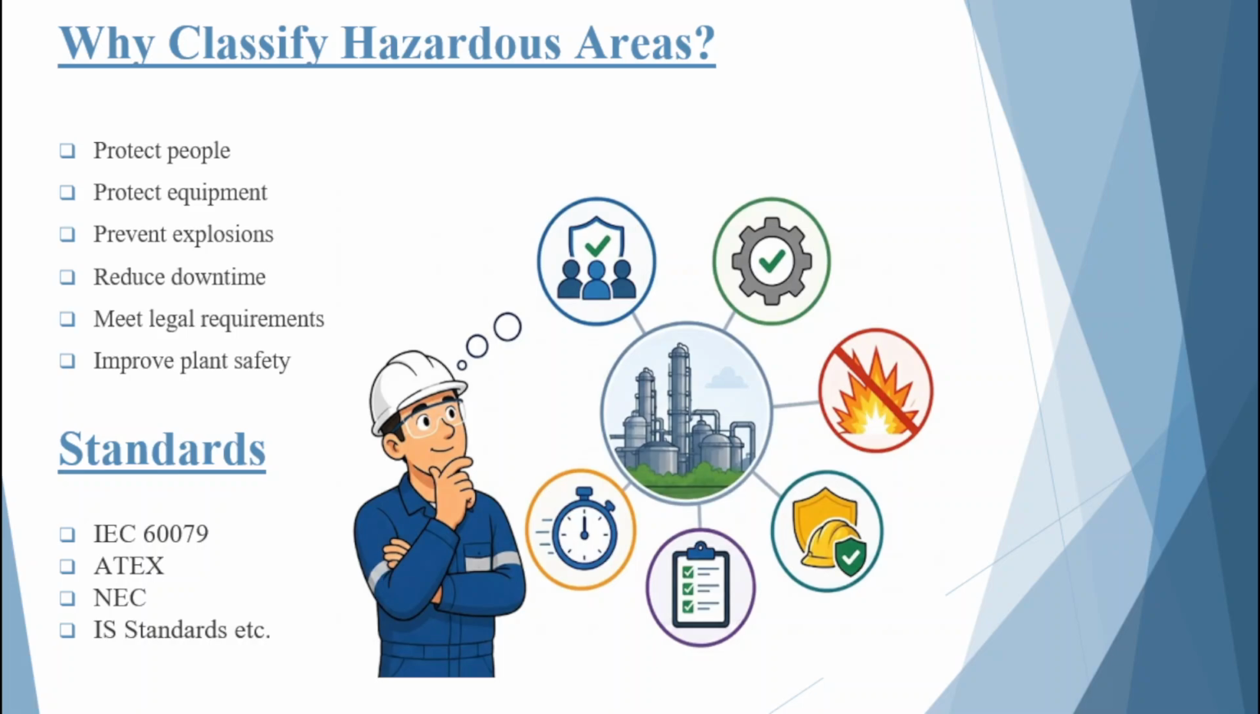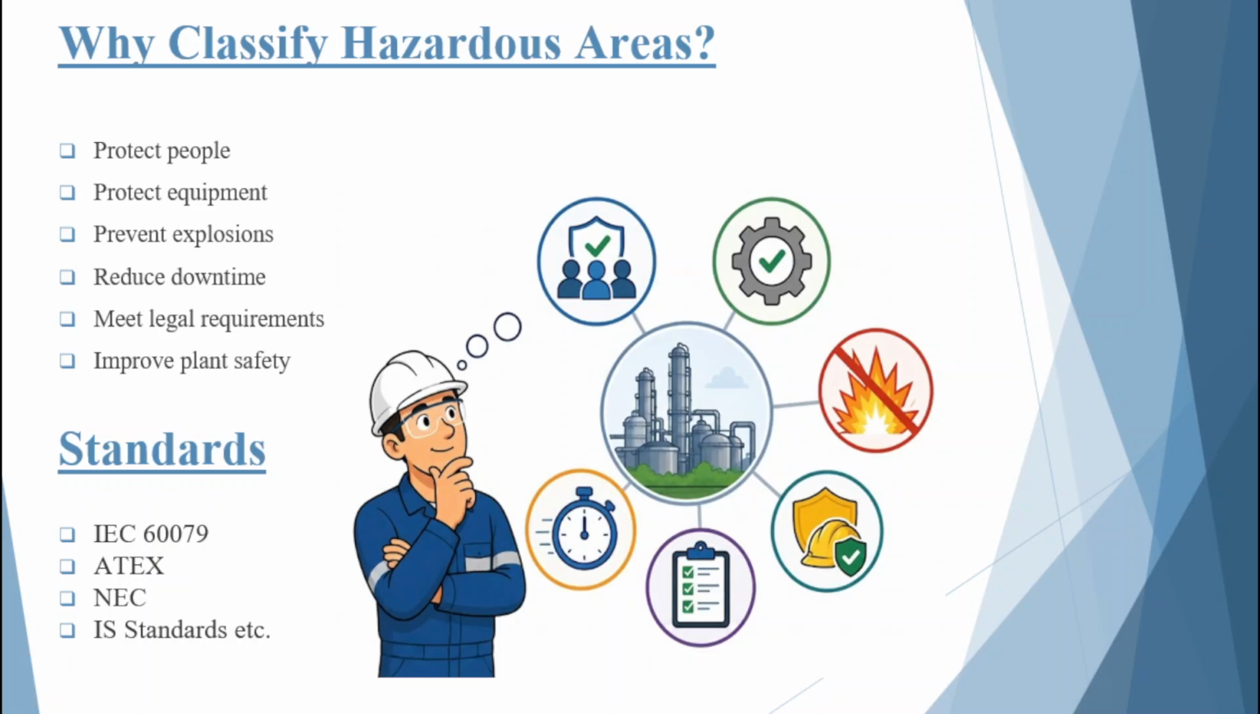losses. Hazardous area classification also helps prevent explosions by ensuring that only equipment specifically designed and certified for hazardous environments is installed in these locations. Another important benefit is reducing plant downtime. An explosion can shut down an entire facility for days, weeks, or even months. By minimizing the risk of ignition, industries can improve the reliability and availability of their operations.